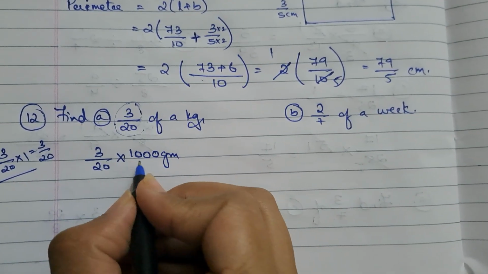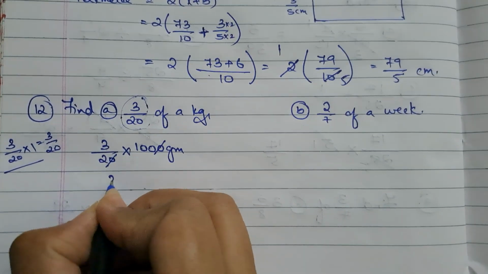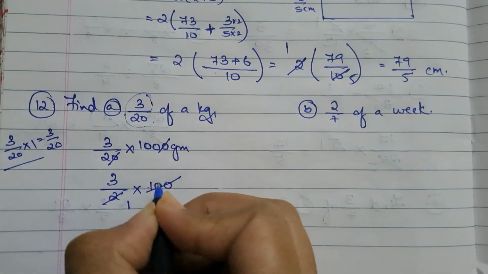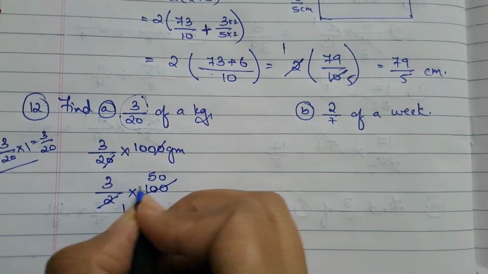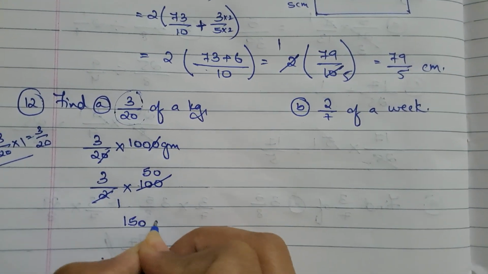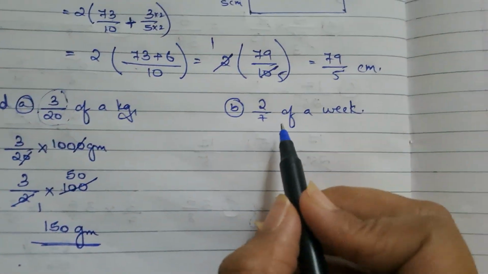So we are going to reduce it now. So let's do it. 0 and 0 is gone. What am I left with? 3 upon 2 times of 100. Then 2 ones are 2, 2 5s are 10 and 0. So it is going to be 3 times of 50 grams, which is 150 grams is what we are talking about here. Okay, move ahead with the next question.